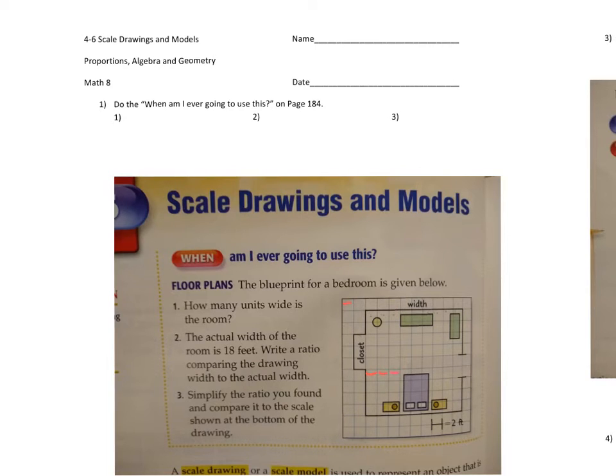1, 2, 3, 4, and count across. How wide is the room? Go ahead and answer that on number 1 up above. And I hope that you found that it was 9 units wide.